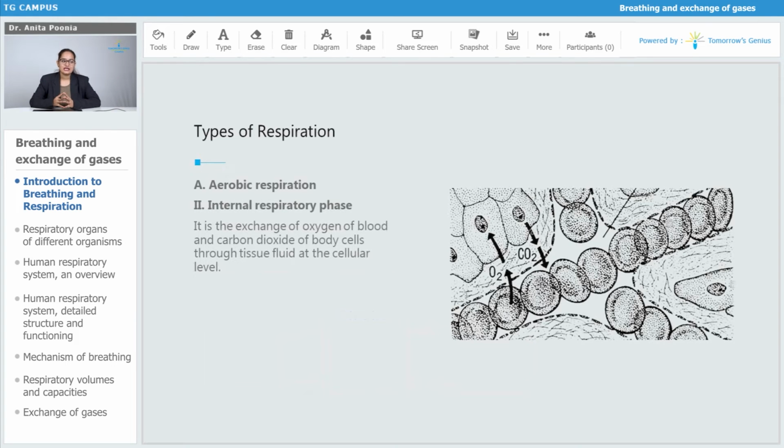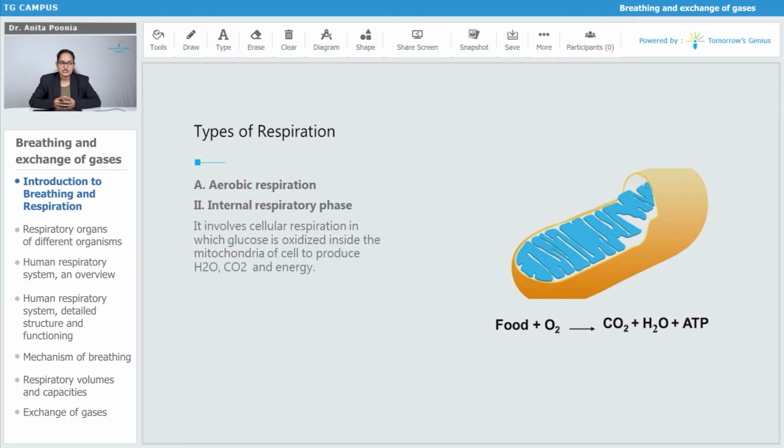The internal respiratory phase is the exchange of the oxygen of the blood and carbon dioxide of the body cells through tissue fluid at the cellular level. You could see that at the cellular level the exchange is taking place. It involves cellular respiration in which glucose is oxidized inside the mitochondria of the cell to produce water, carbon dioxide and energy. So for example, in human beings, where is the respiration taking place? It is taking place inside the mitochondria.